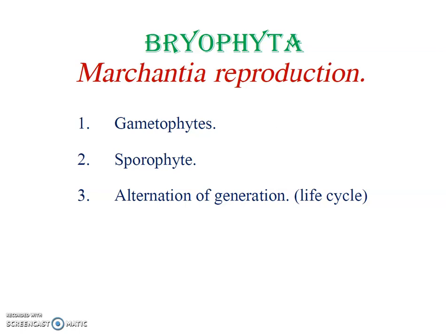In this video, I am going to explain about reproduction in Marchantia. I am going to cover these following 3 points: gametophytes, sporophyte, and alternation of generations, meaning the life cycle of Marchantia. In the previous video I explained about the thallus structure of Marchantia.